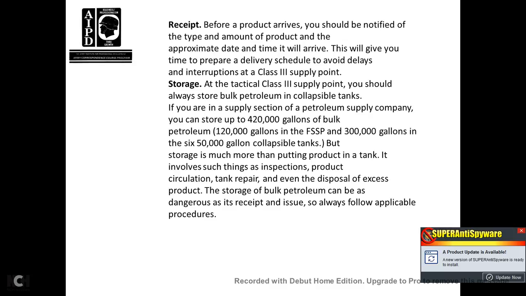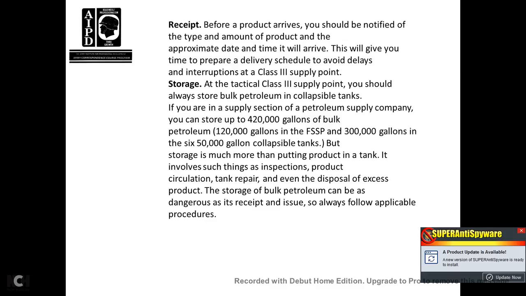Storage area. Tactical Class 3 supply point. You should always store the bulk petroleum in collapsible tanks. If you have a supply section petroleum supply company, you can store 420,000 gallons of bulk petroleum: 120,000 gallons in the fuel system supply point, and 300,000 gallons in the 5,000 gallon collapsible tanks. But storage is much more than putting bulk product in the tank.